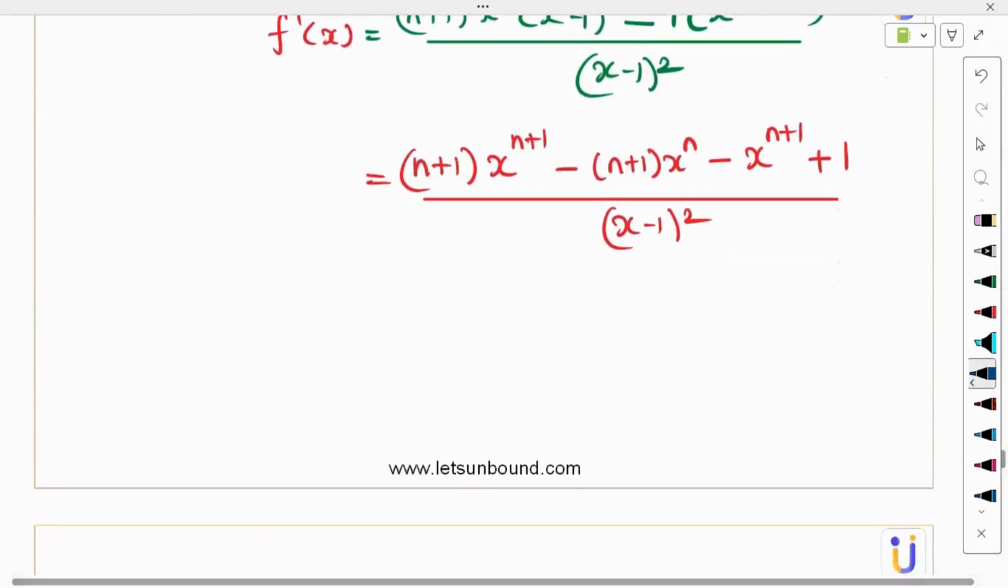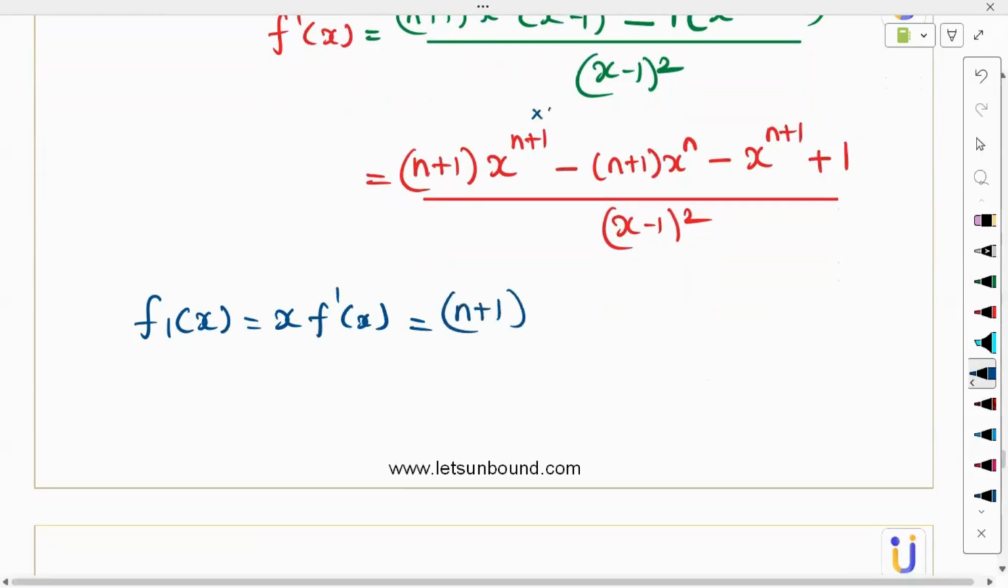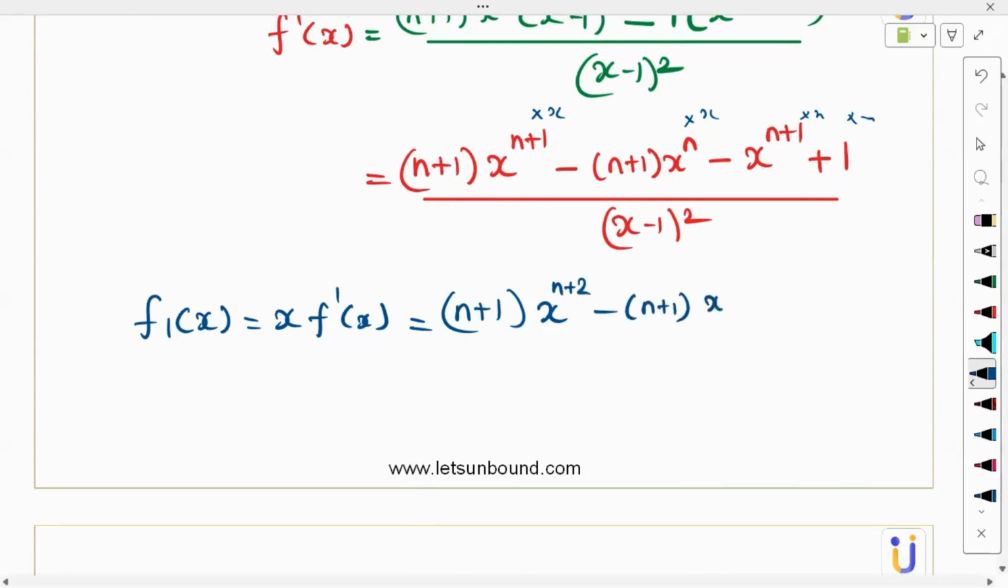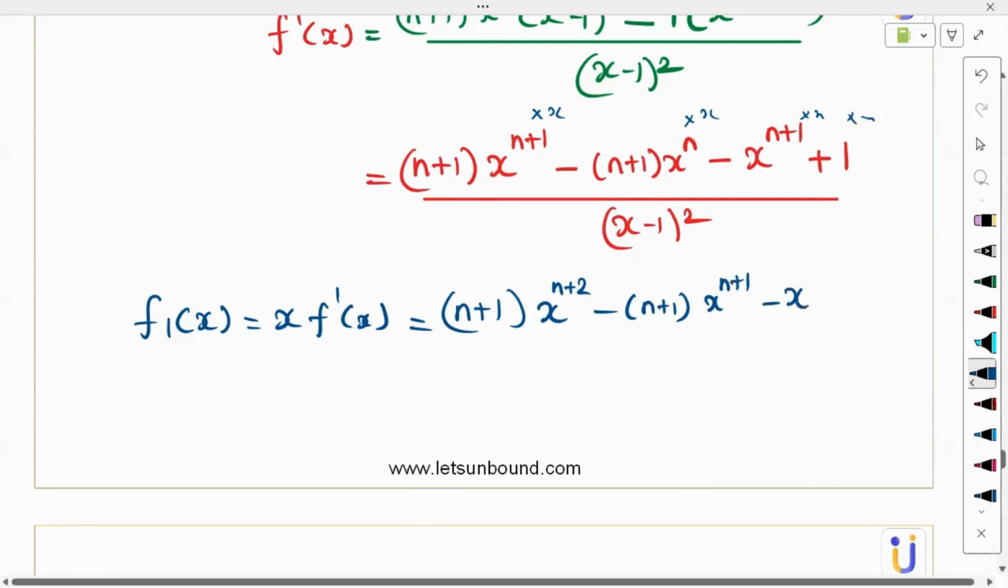We are solving for f1 of x, right? f1 of x is nothing but x times f dash of x. So let's multiply by x. When you multiply x on both sides, an x will get multiplied in each term. So (n+1) x^(n+2) minus (n+1) x^(n+1) minus x^(n+2) here, and here just an x. And the denominator remains the same, (x − 1) the whole square.